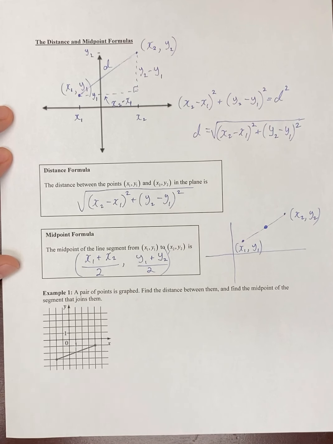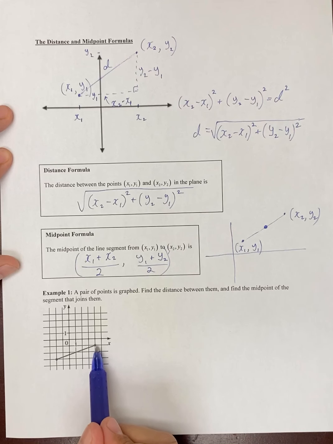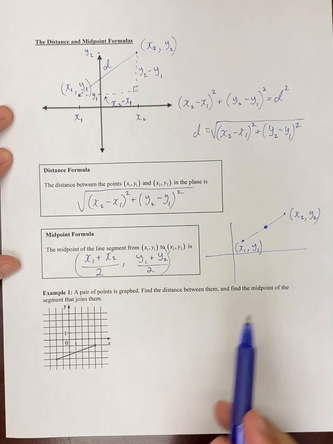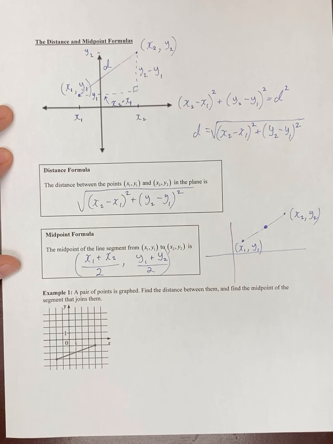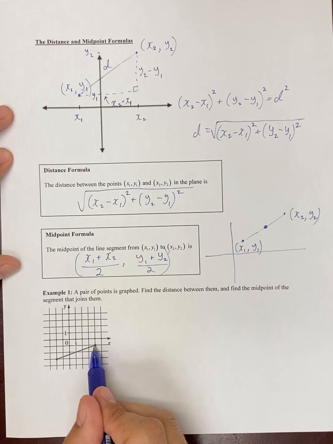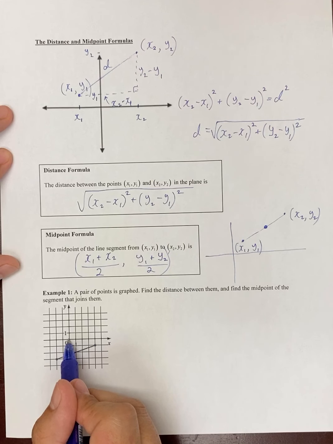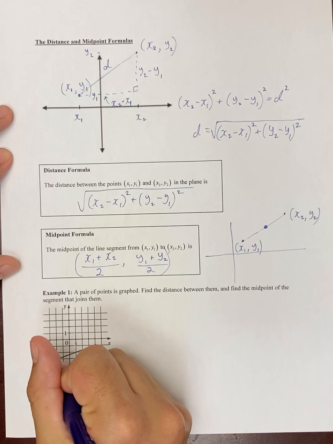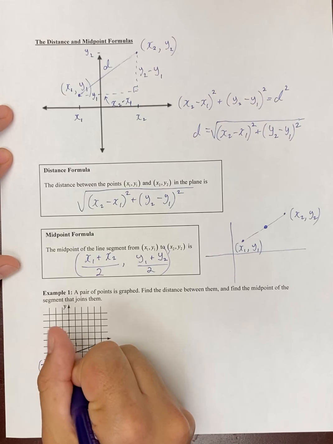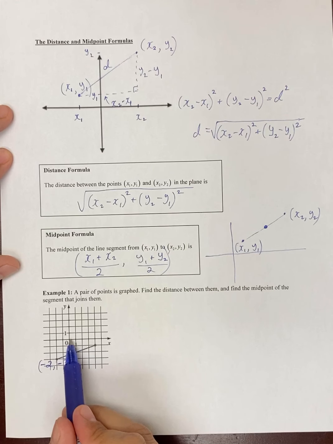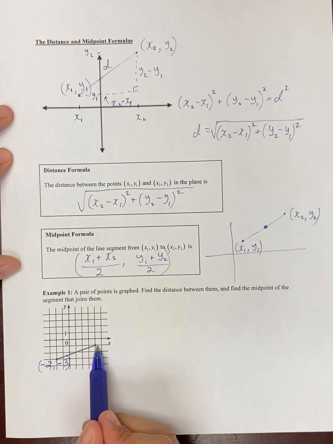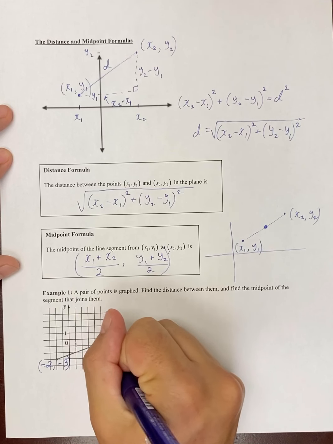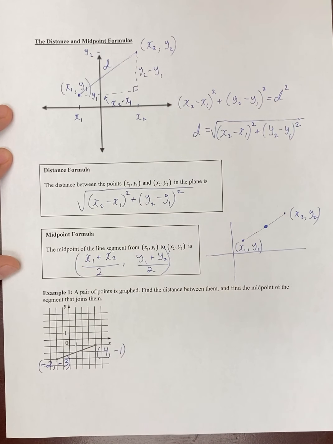All right, so here's some practice applying these formulas. It says that a pair of points is graphed. We've got these points right there. And I'm asked to find the distance between them and the midpoint of this line segment that joins them. So first, let me label these points. This is the origin right there. This point appears to be left 2, down 3. So that's the point -2, -3. And this point is 1, 2, 3, 4, down 1. So this is the point 4, -1.